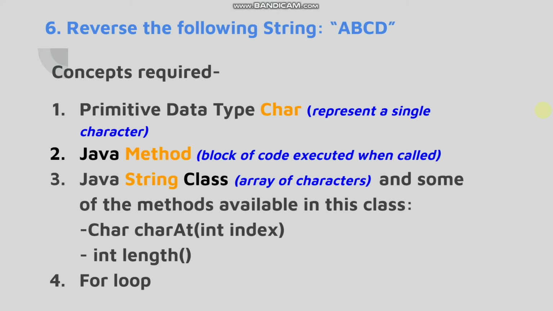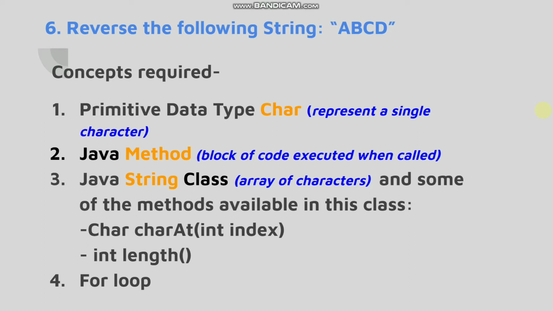And number 3, the Java String class. A string can save an array of characters. Since this is a class, it has some methods, and we're going to use 2. One is charAt, passing an int index. We'll see how that works. Another is length, which returns an int, to get the length of the string. And we're also going to use a for loop. These are the concepts you should have a basic understanding of.